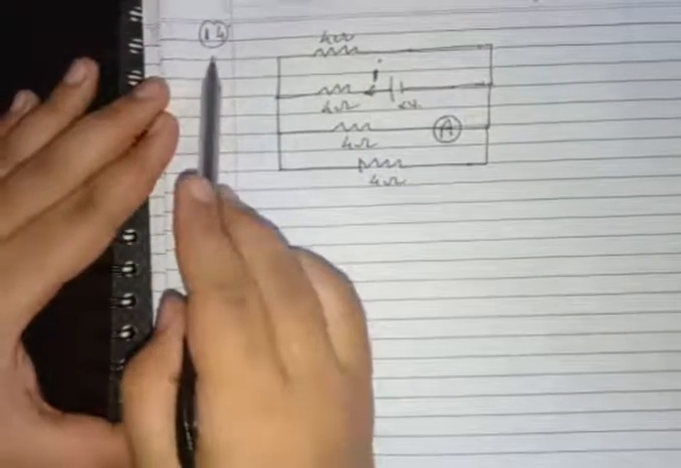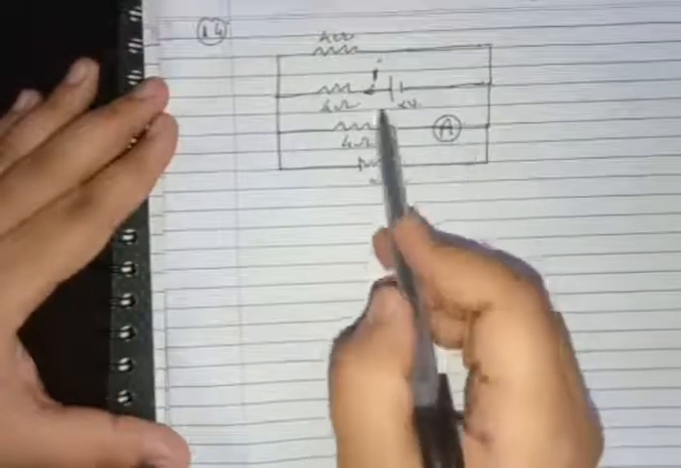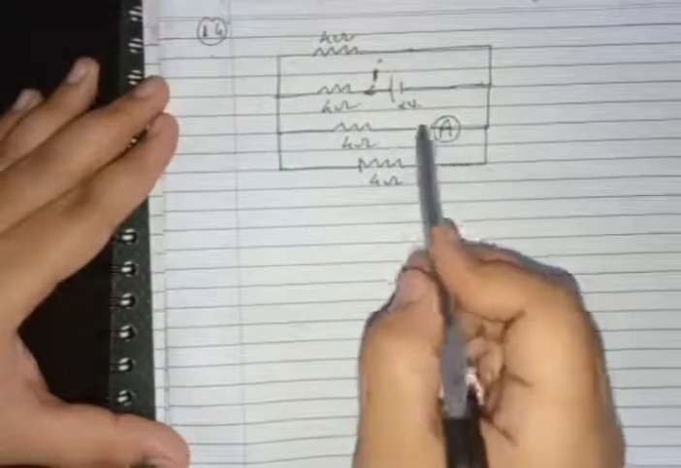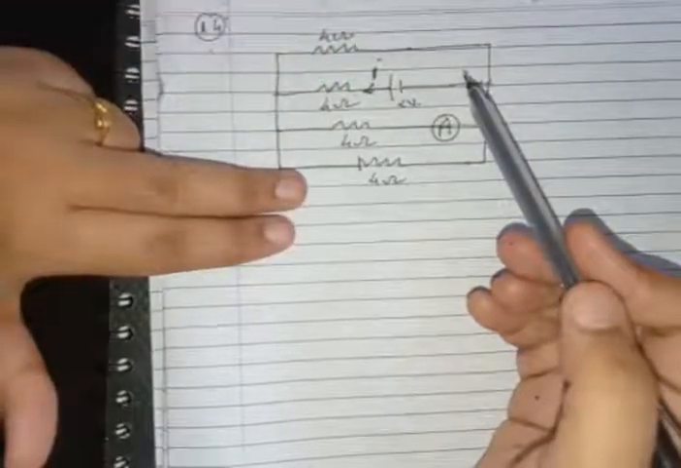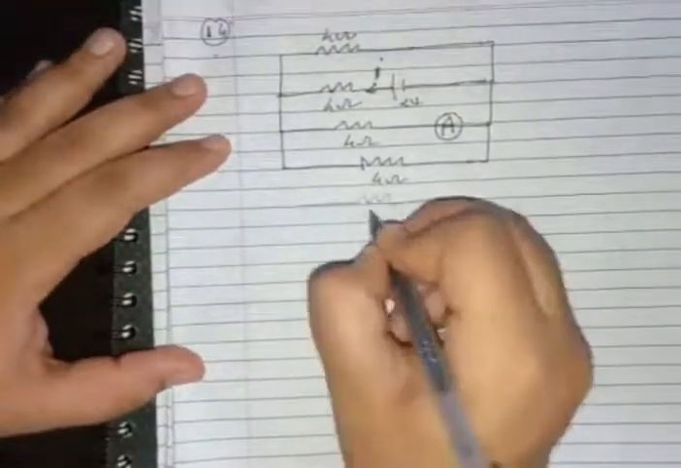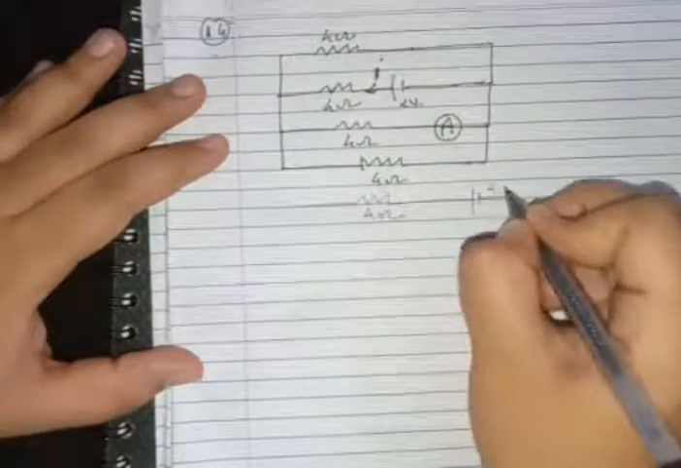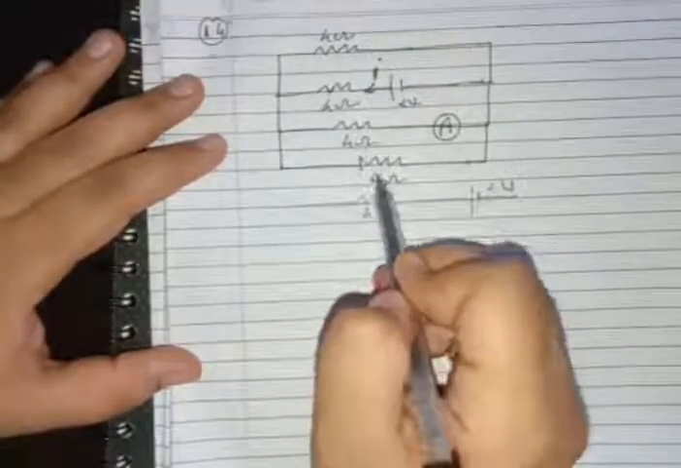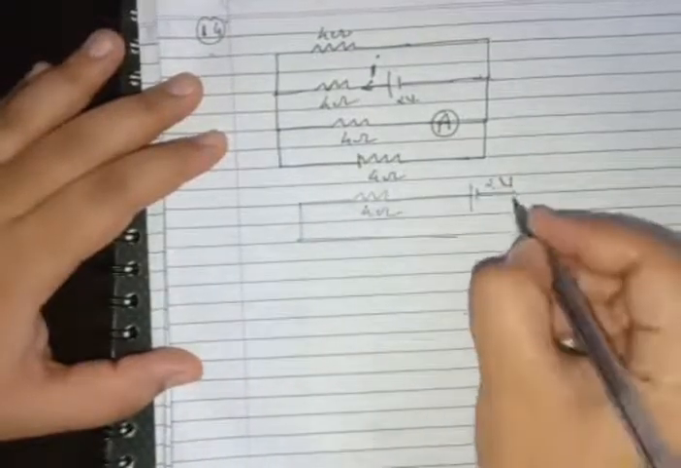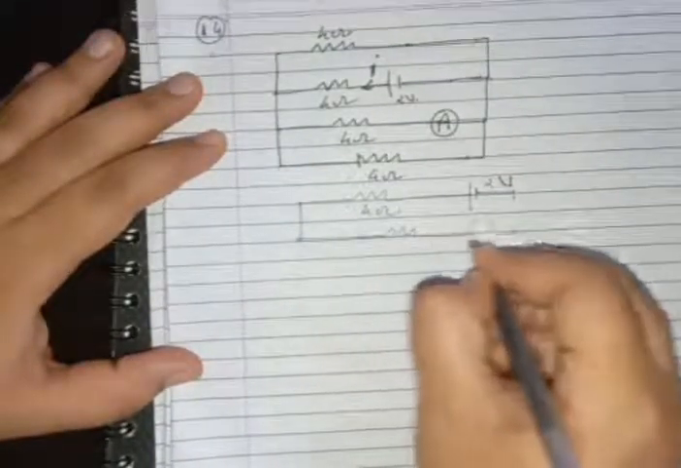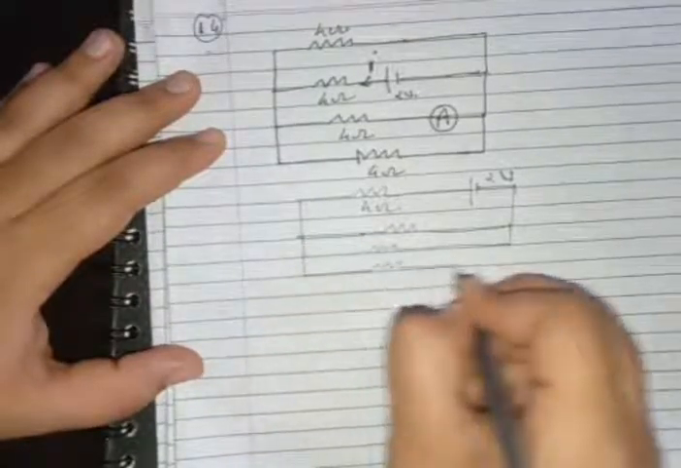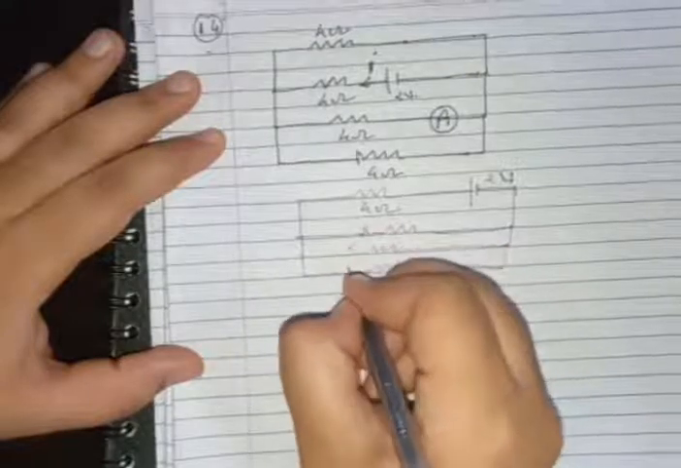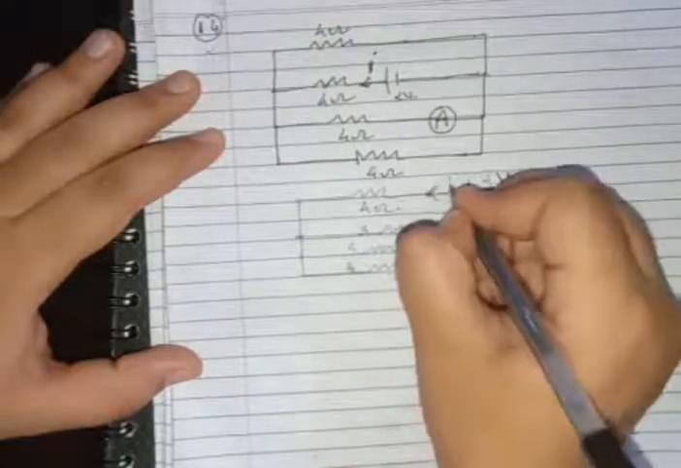In question number 14, for the given circuit diagram, we want to find the current I and the current through this ammeter. Here we can rearrange this circuit diagram. If we fold this in the downward direction, this 4 ohm and battery 2 volt, and this 4 ohm, 4 ohm and 4 ohm, all three are connected in parallel. And this is current I.